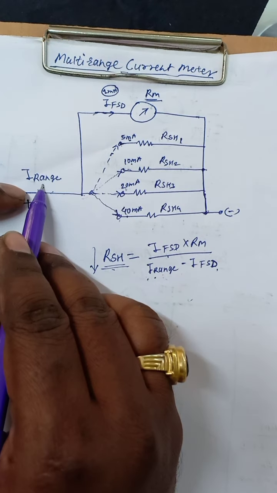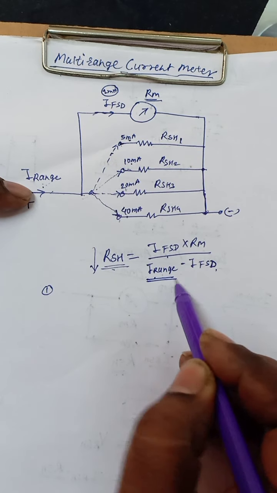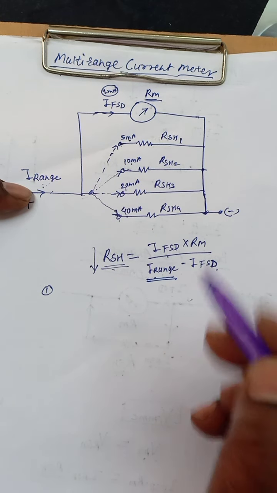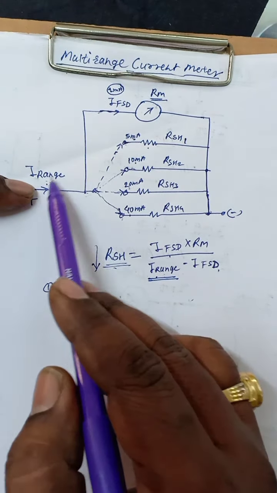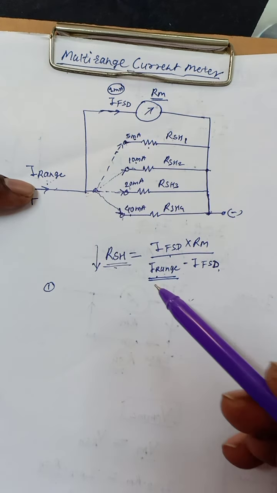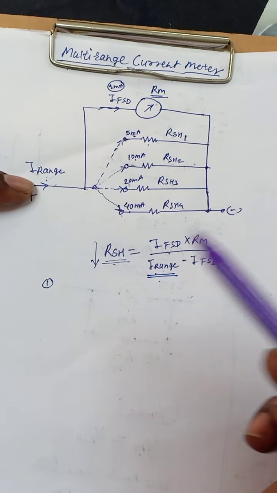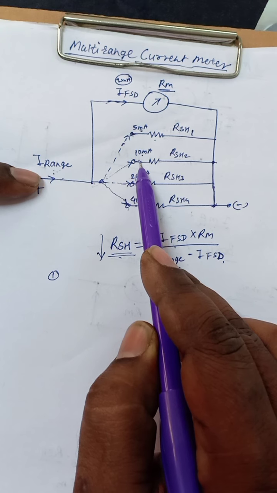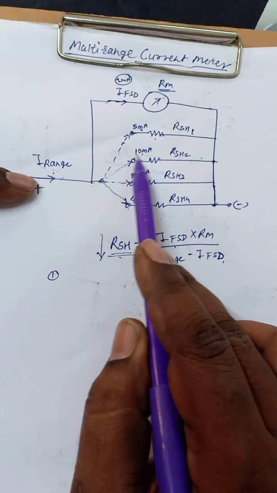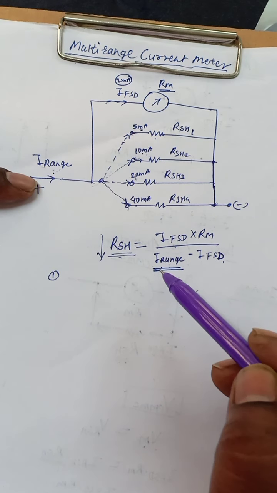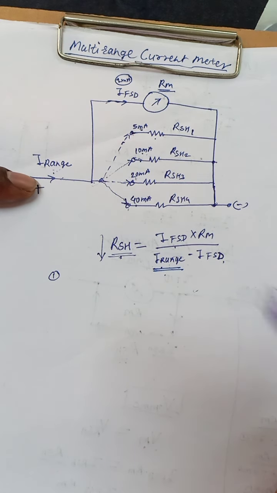If you want to measure 0 to 50 milliampere, in that case the I range becomes 50 milliampere, so you have to design this for 50 milliampere. If you want to measure up to 5 milliampere, then I range becomes 5 milliampere, and you just have to calculate the RSH. For 10 milliampere, if you want to measure up to 10 milliampere current, the I range is 10 milliampere. Then by putting this value here, you find out the RSH value.